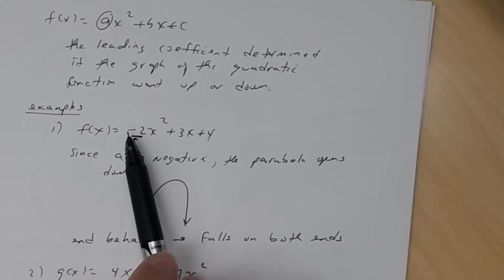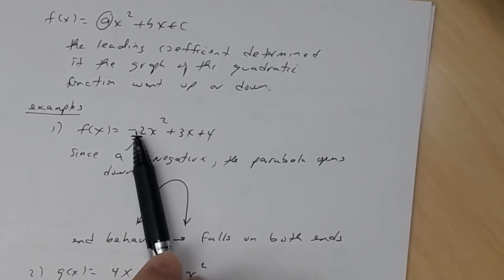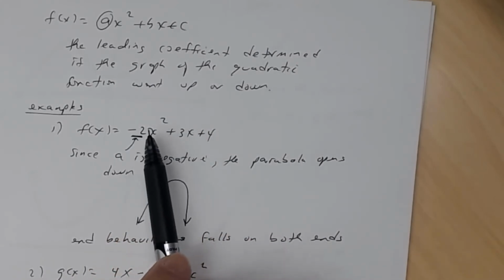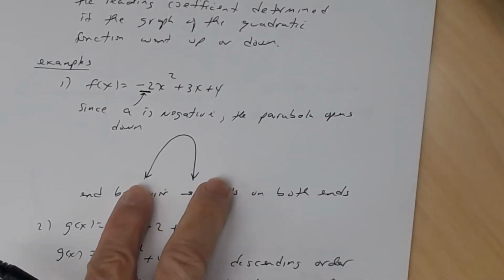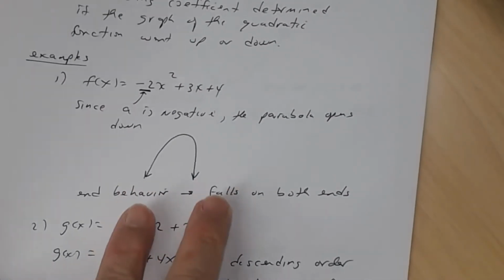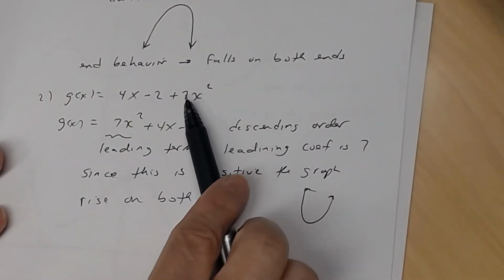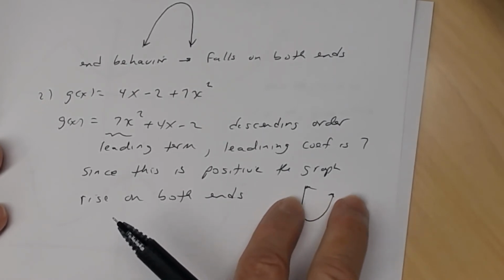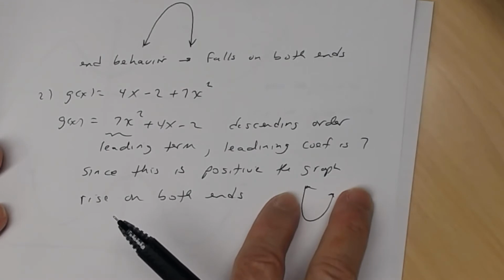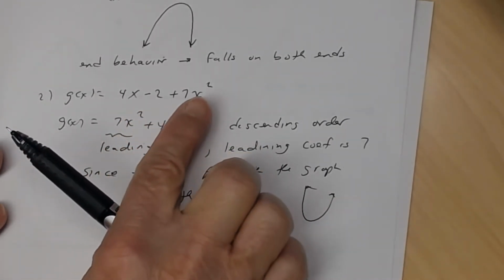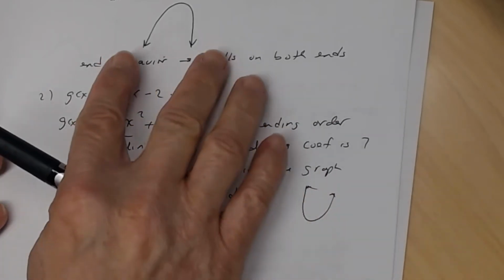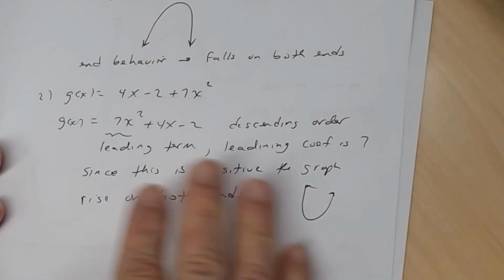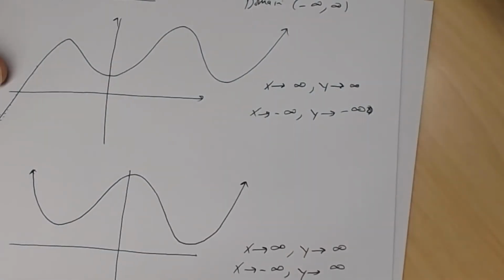So if the leading coefficient is negative, now this is quadratic right here, so you got to be careful. If the leading coefficient is negative for this quadratic function, the end behavior went down on both ends. Over here, for this quadratic function, the leading coefficient was positive, so the end behavior on both ends rose. But that was only true for quadratic functions in terms of falling or rising. But the leading coefficient is what we look at. So we always look at the leading coefficient.